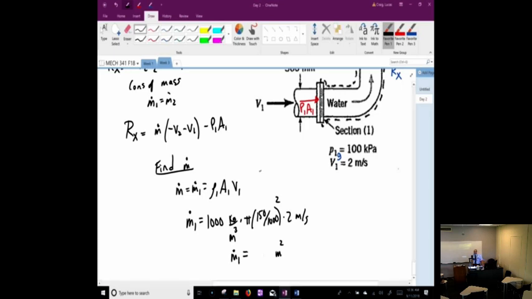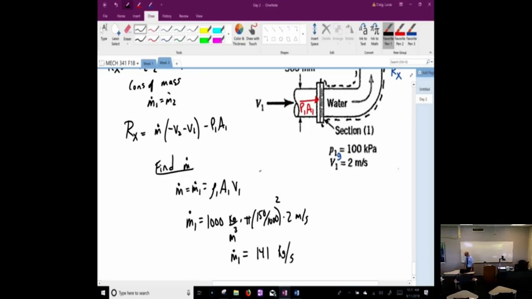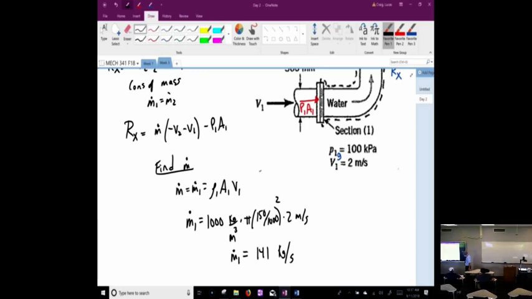There we go. Almost off by 2. Sorry, I was looking at that. That's all right. Oh, not meters squared. Kilograms per second. I was thinking area. I got 45. I got 141. 150 divided by 1,000 squared, times pi. Okay, yep. Yeah, probably about right.